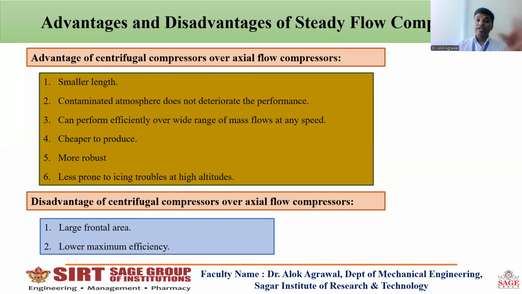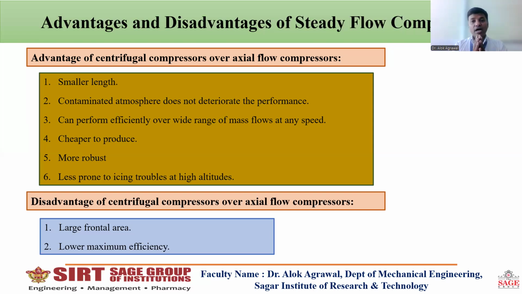Like the frontal area of the centrifugal compressor is quite large as compared to the axial flow compressor. Apart from that, the efficiency of the centrifugal compressor is less as compared to the axial flow compressor. I am talking about the maximum efficiency. While running they may be the same, but if we talk about the maximum efficiency, then the axial flow compressor will deliver higher efficiency as compared to the centrifugal compressor.